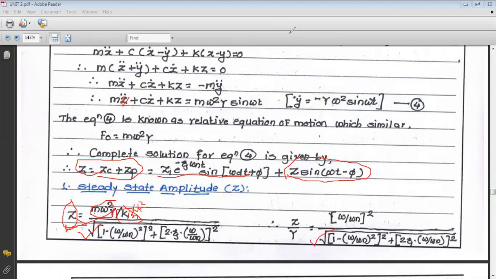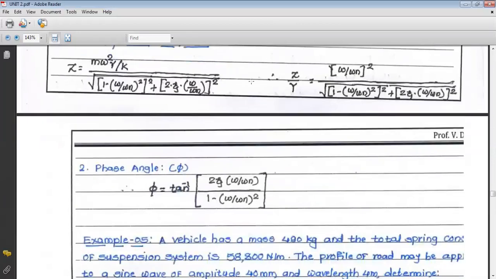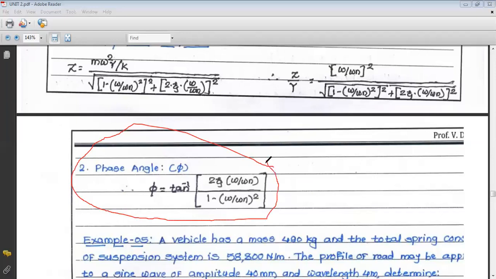And what is the value of phi? We know the same value. So what is that value? Phi is tan inverse of 2 zeta omega upon omega n over 1 minus omega upon omega n whole square. So this is the relative amplitude and relative phase angle.